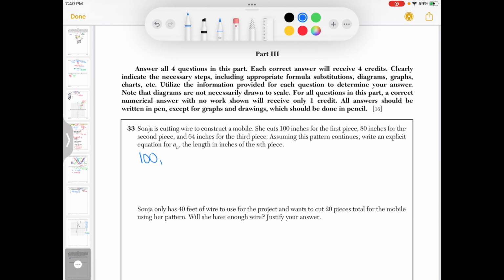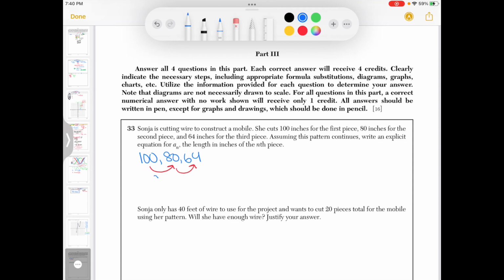So my first number is 100, my second number is 80, and my next number is 64. I have to figure out how I get from 100 to 80 and 80 to 64. So it's always easiest to check to see if it's an adding pattern first. This one's adding negative 20, but if I add negative 20 to 80, I don't get 64. So it's definitely not an adding pattern, which means it has to be a multiplying pattern.